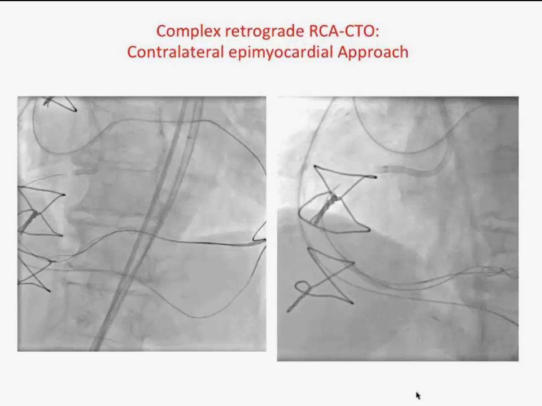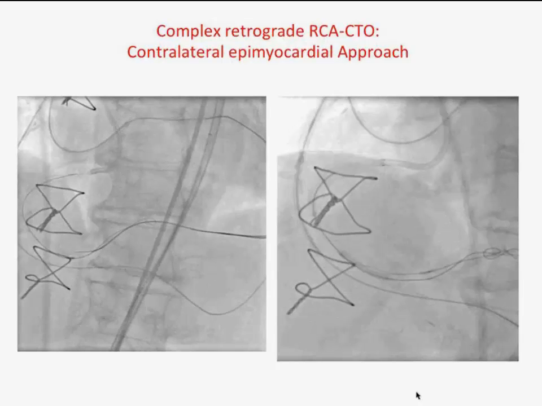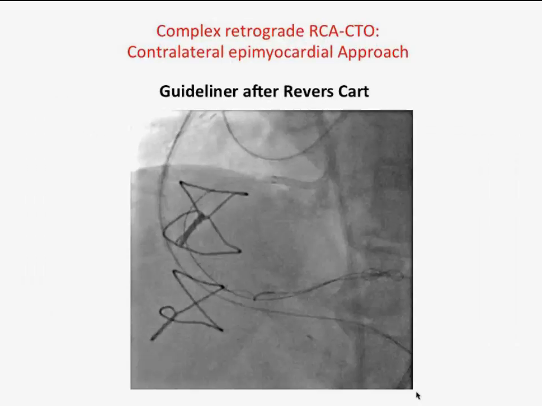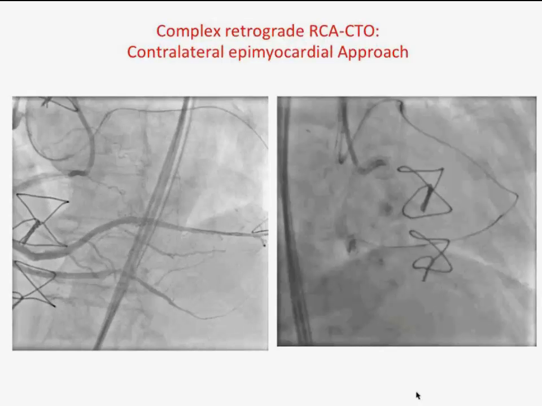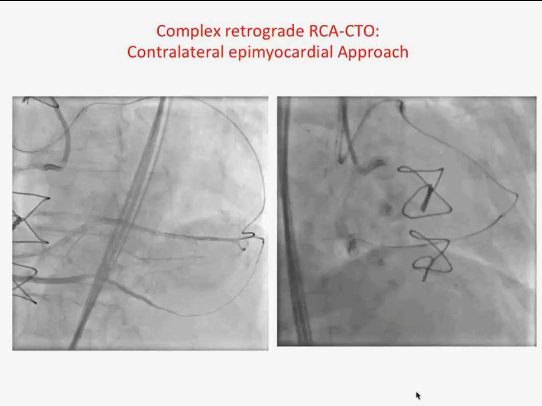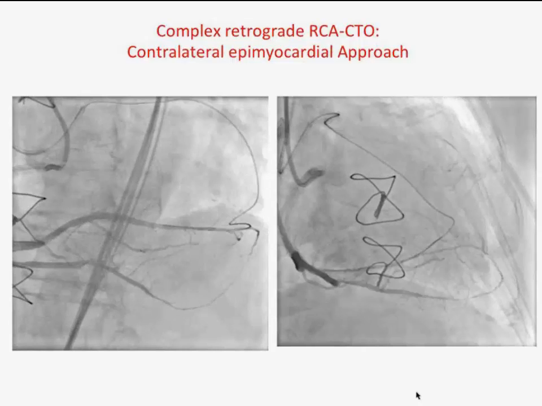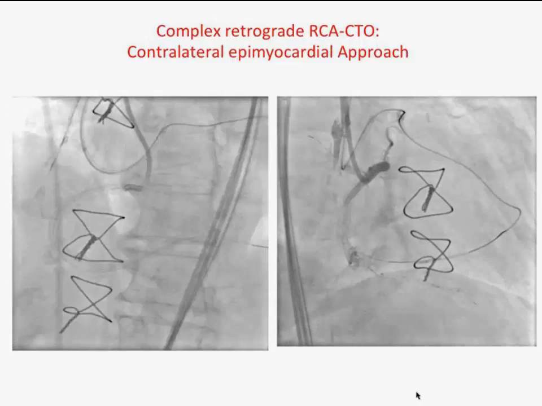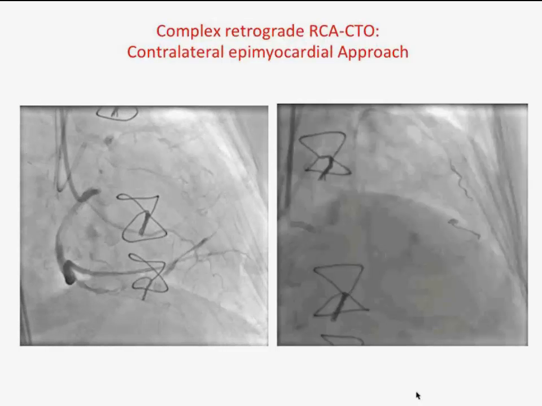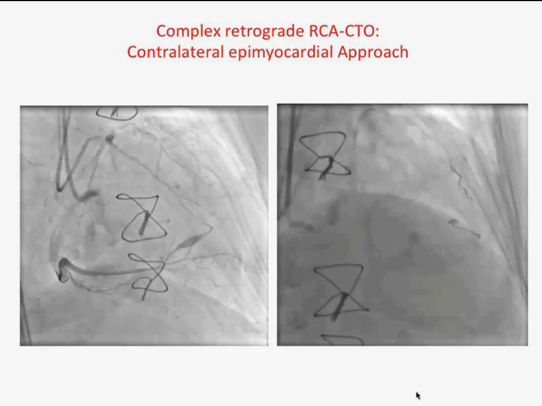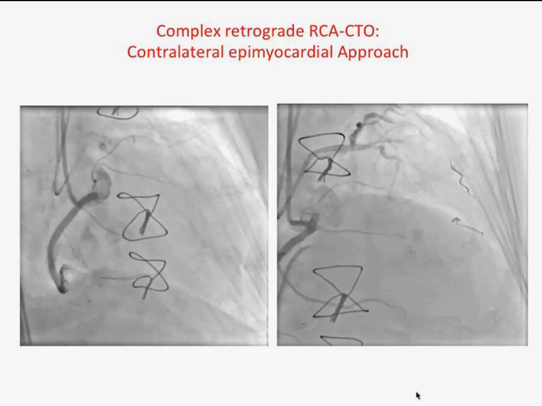And then I brought an antegrade Guideliner down and did a reverse CART maneuver, as you can see here. And finally, I could open up the vessel nicely. But now there was the situation where I had to bring out the Corsair, and I was aware of it, and I left the wire in, and as you can see here, it's bleeding, and it's creating a hematoma.